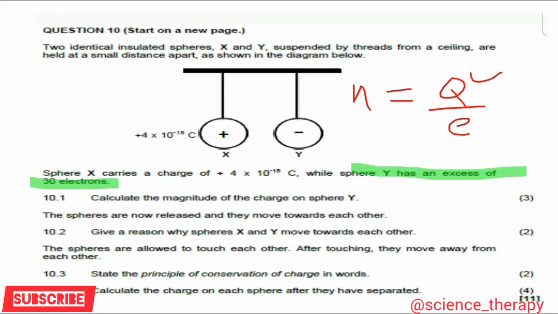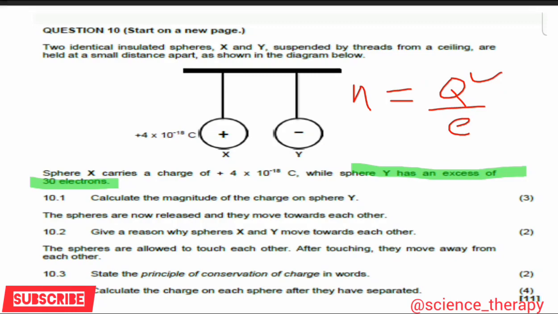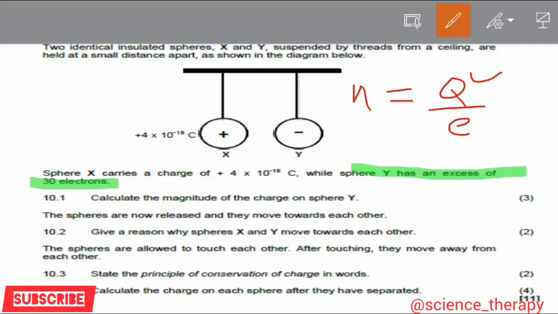Awesome. Then the spheres are now released and they move towards each other. So we can see the keywords there. They now move towards each other. So we know when they move towards each other, that's a point whereby they will collide, right? Now, 10.2 says give a reason why sphere X and Y move towards each other. So now, why do they move towards each other?